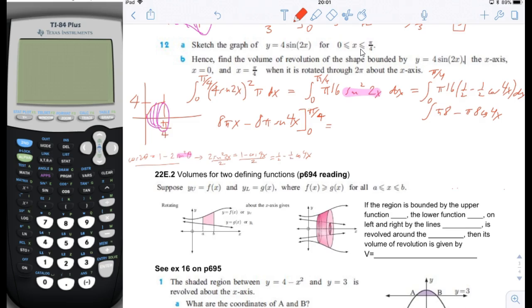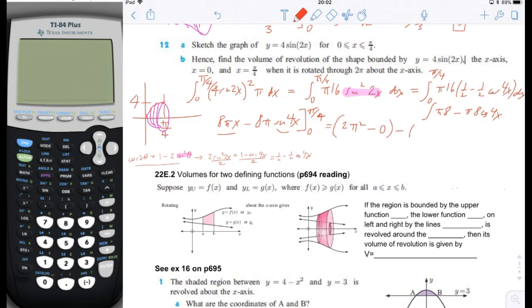And first I'm going to substitute in pi over 4 into each one of these. So pi over 4 into this is going to be 8 pi times pi over 4. That's going to be 2 pi squared. And then I'm going to put in pi over 4 here. Sine of 4 times pi over 4 is actually sine of pi. Sine of pi is 0, so that's just going to be 0.